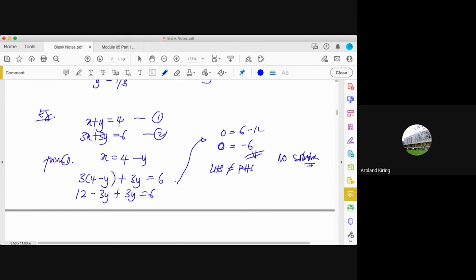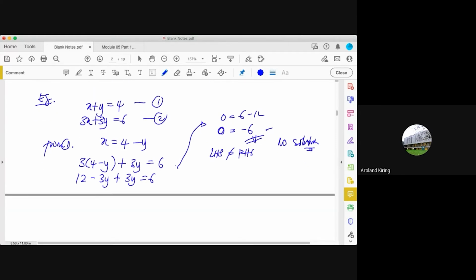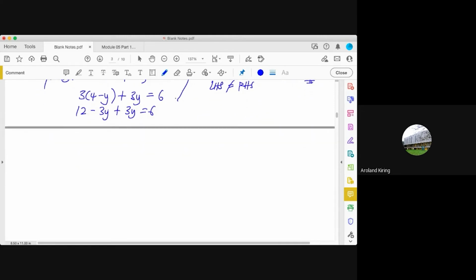Why is it no solutions? Because by solving this mathematically, you get an equation where the left-hand side is not equal to your answer on the right-hand side. So we have a no solution case. Okay, this is if you're going to solve it mathematically. So another example is a system that has infinite, or many, solutions.